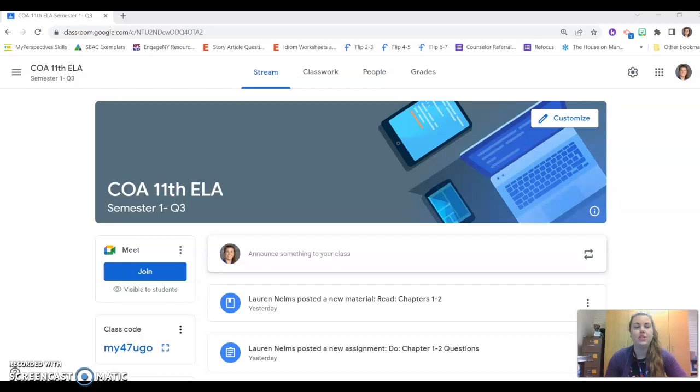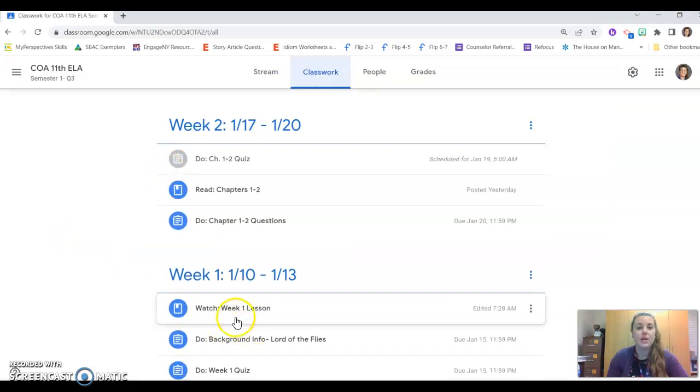This week, we are going to start reading our book, The Lord of the Flies. So last week, you were able to collect a lot of background information that's going to help you understand the time period in which the book is set, and some other information that's important to understand. And then this week, we're going to go ahead and start reading.